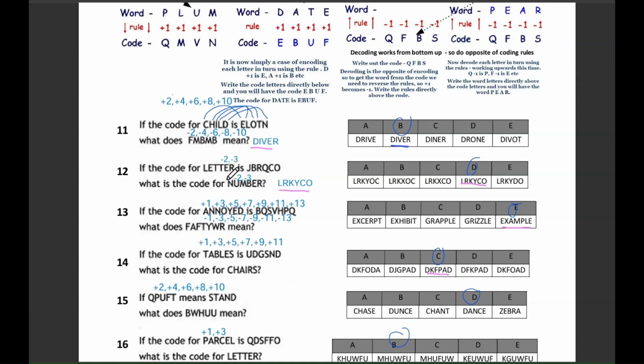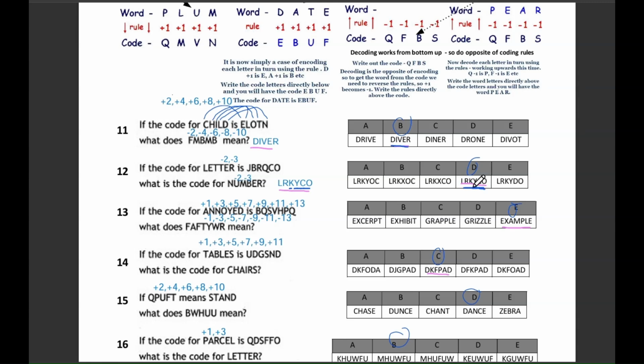Now, what is number using this pattern? N minus 2 is L. U minus 3 is R. M minus 2 is X. B minus 3 is K. E minus 2 is X. And R minus 3 is O. So the code is LRXKXO, and the correct answer is C.